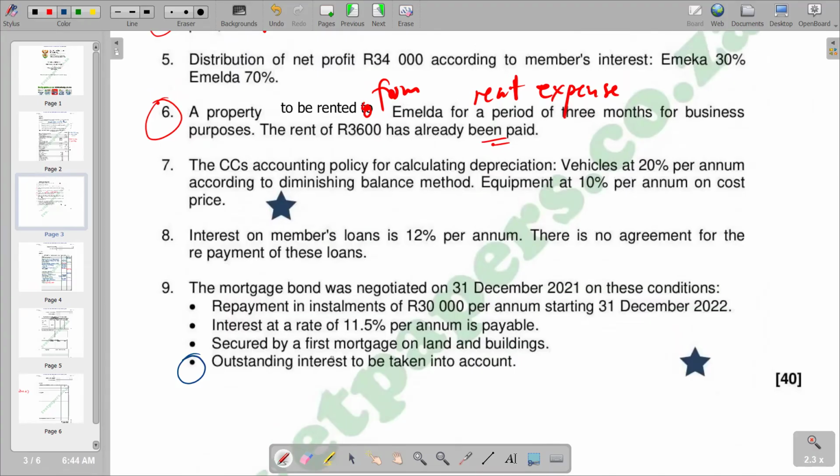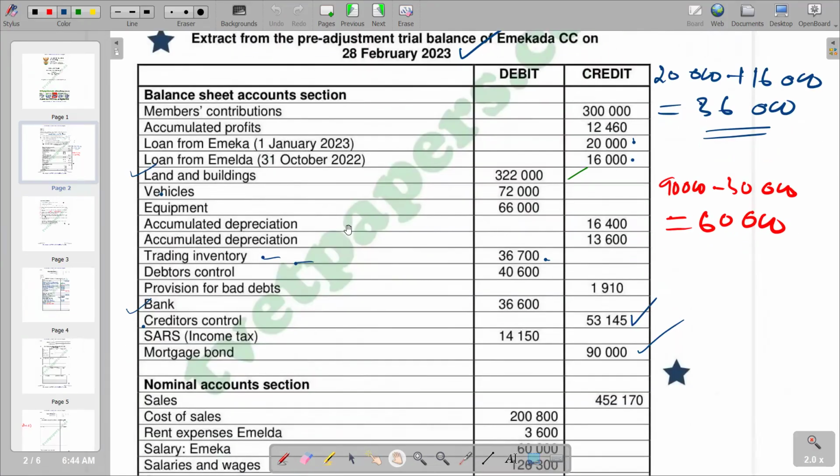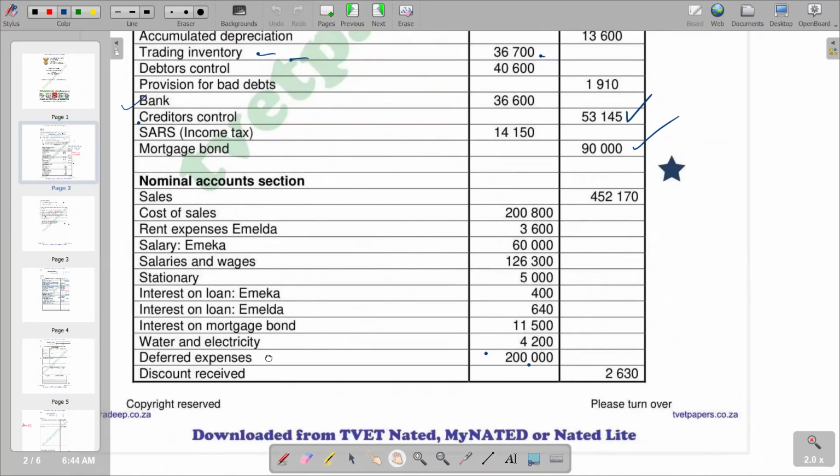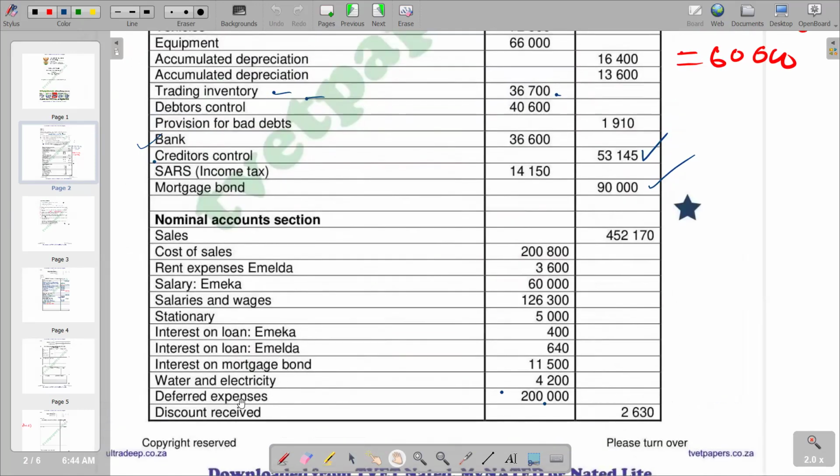If you go to the pre-adjusted trial balance, you'd see that under the nominal account section, we have got interest on mortgage bond. That's the interest that we are going to deal with at this moment, 11,500. So this is the actual interest that was paid on mortgage bond, but it doesn't mean it's the interest that is supposed to be for the period.